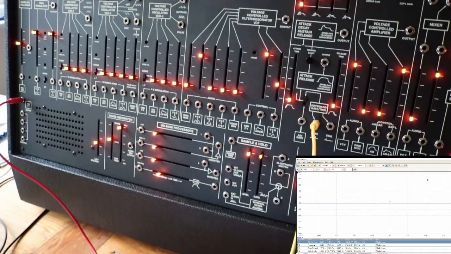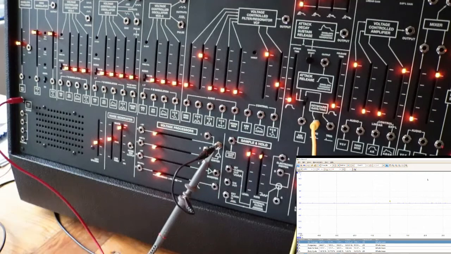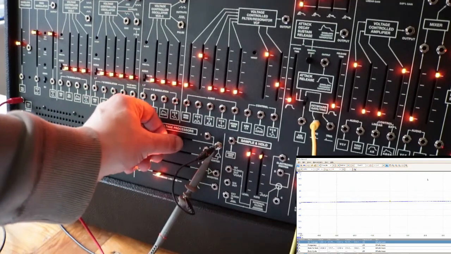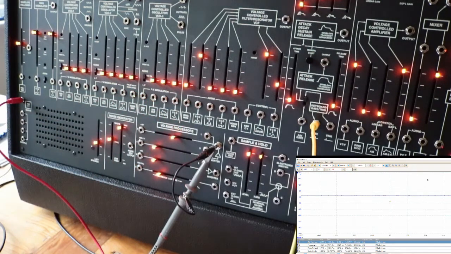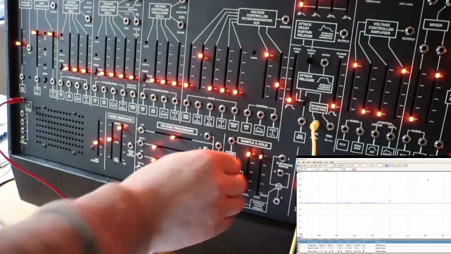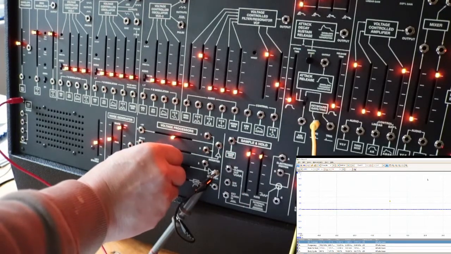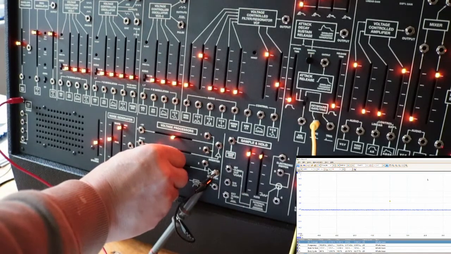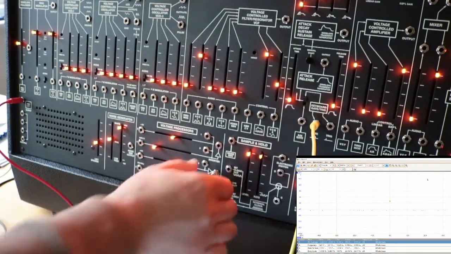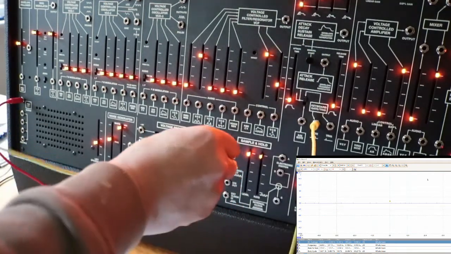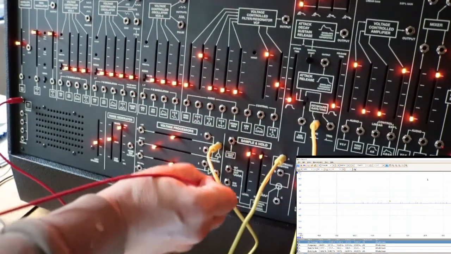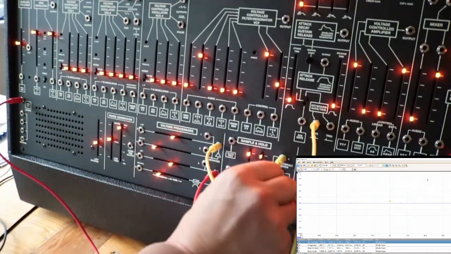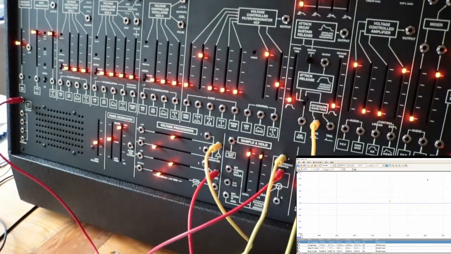First of all, we take the first voltage processor and we set it to give about a plus 5 volt output. That would do. We get the second voltage processor and we set that to give us a minus 5 volt output. Like that. We plug one into the A input of the electronic switch, the other one into the B input of the electronic switch.